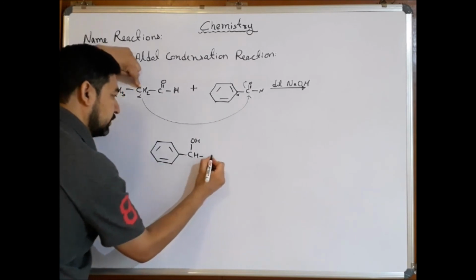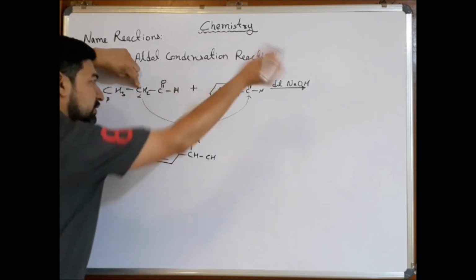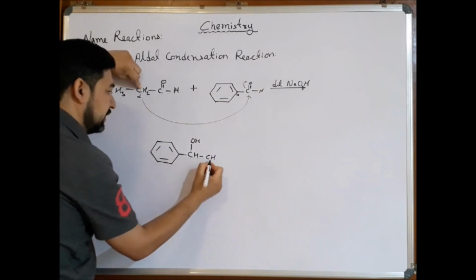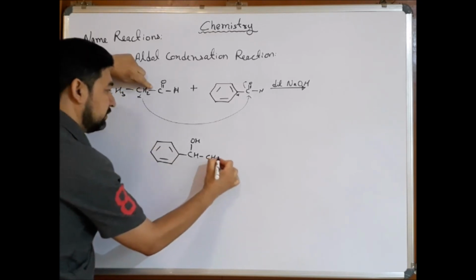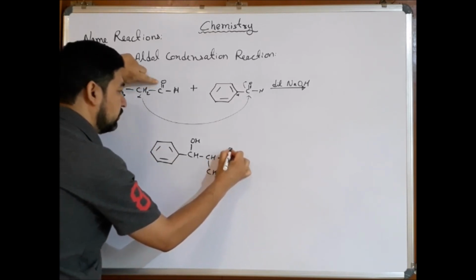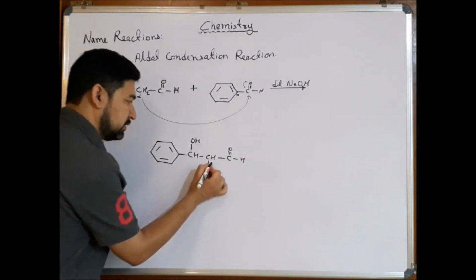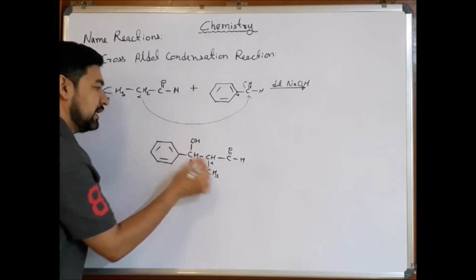So CH2, next is CH, since one of the H has already been removed, so only CH. Then CH3, then C double bond O H. So this is the product. This is called an aldol product, a beta hydroxy aldehyde.